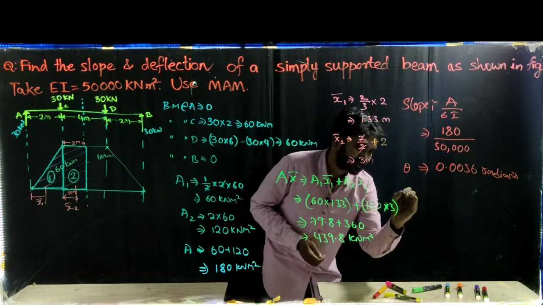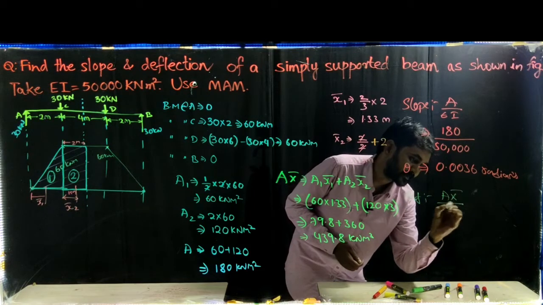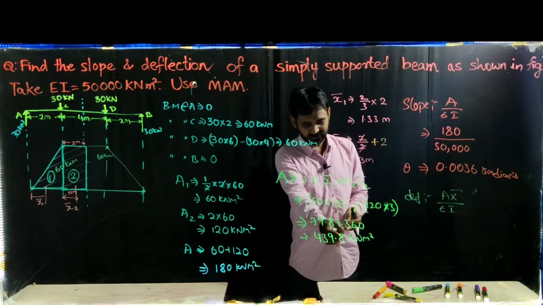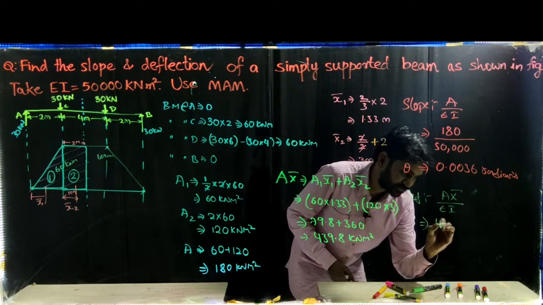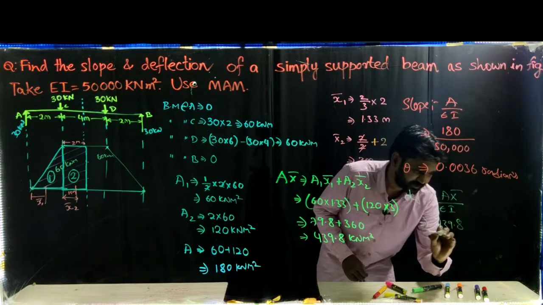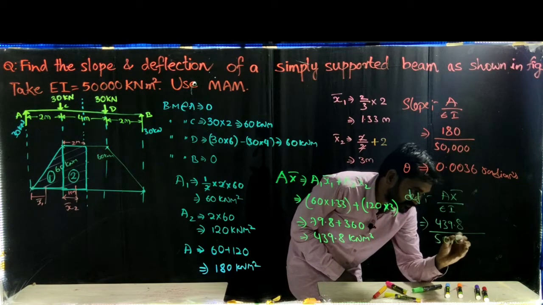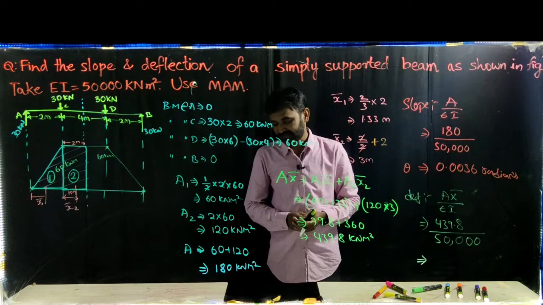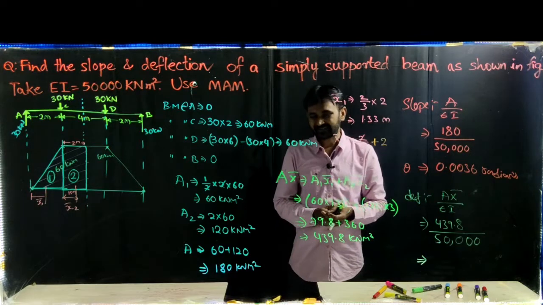In the same manner you have to calculate the deflection also. What is the formula of deflection? Deflection is equal to A x bar by EI. You got the value of A x bar, that is 439.8 kilonewton meter cube. I'm substituting the same, 439.8 divided by 50,000. So you will get the value in meters, that is 0.008796.